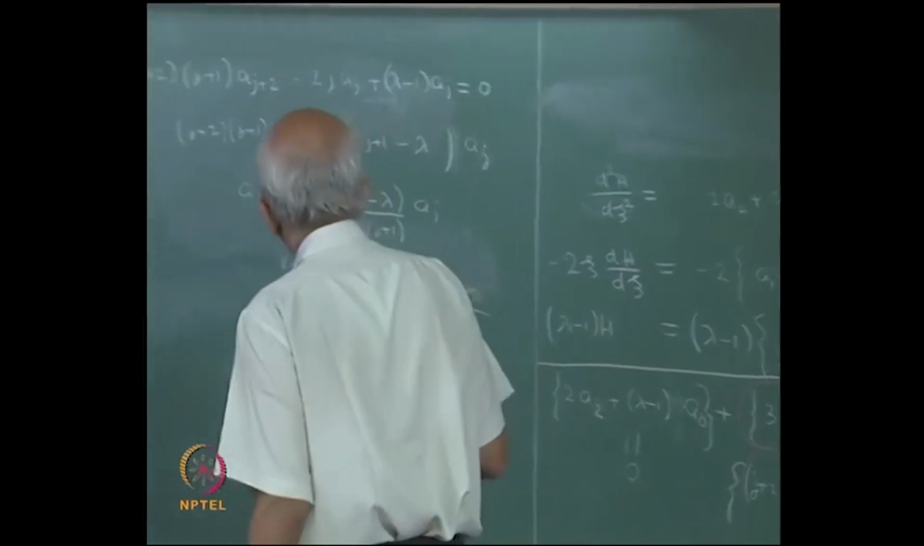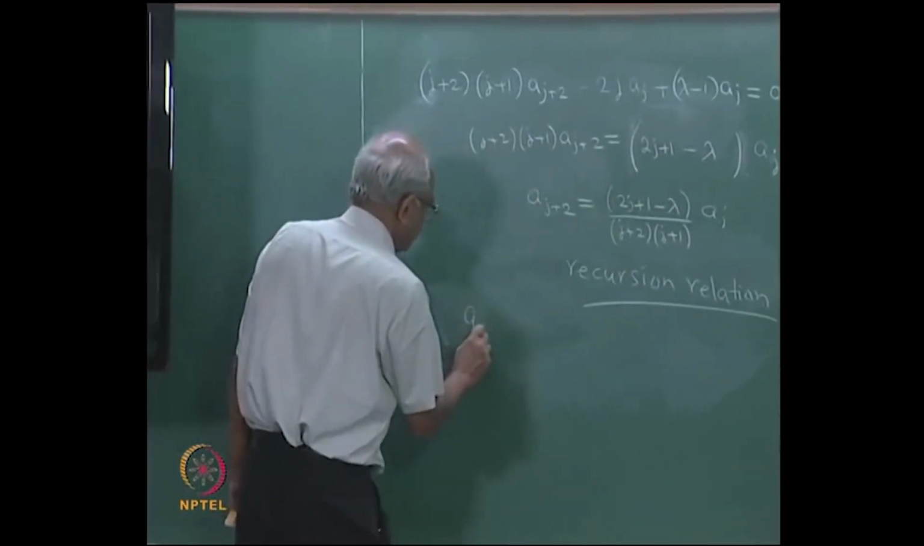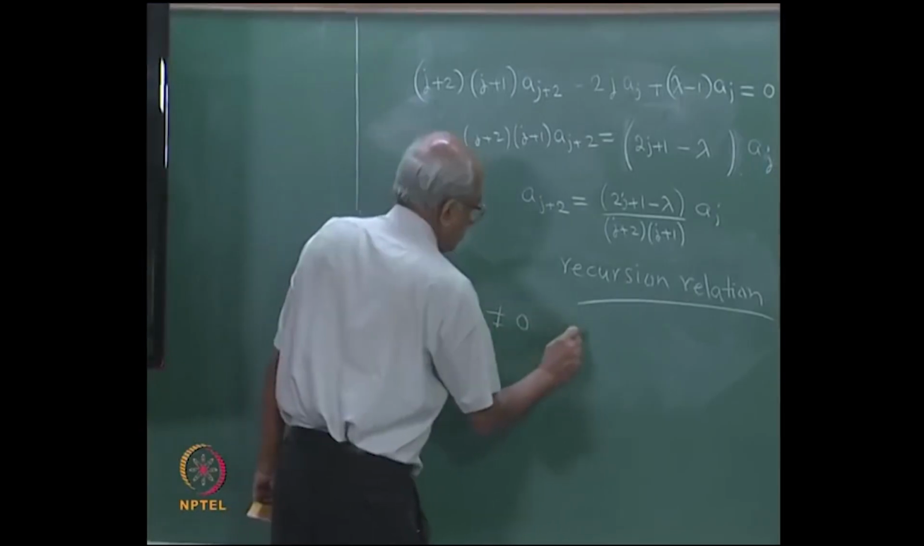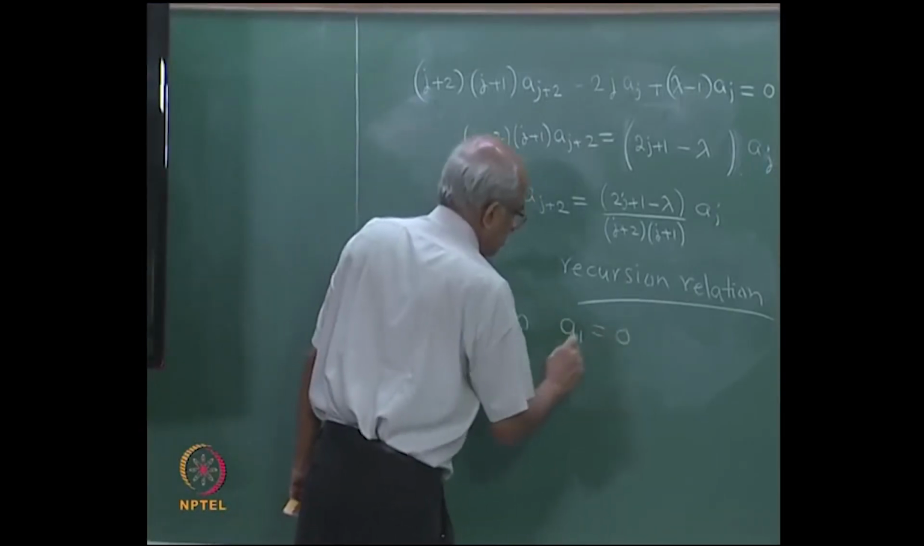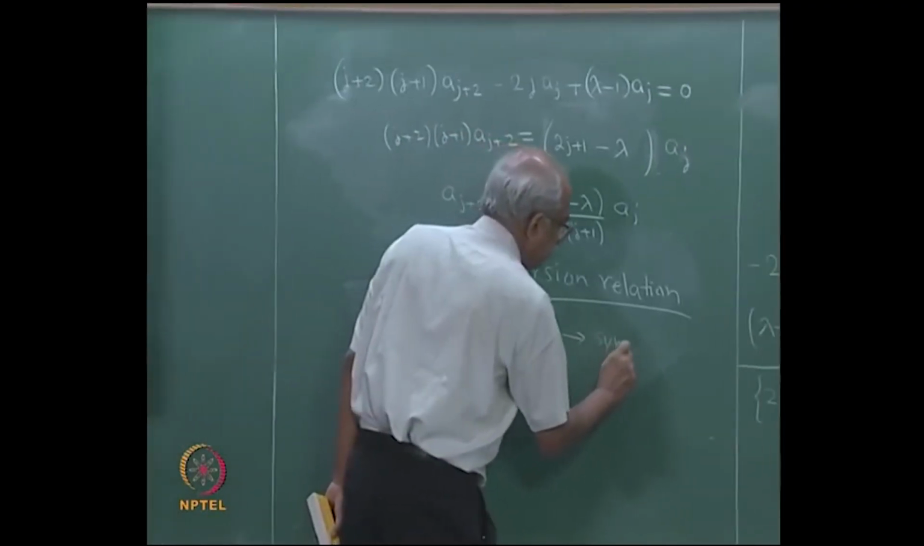So, let us say that I will think of the situation where a0 is non-zero, but a1 is equal to 0. Why? I mean, this will give me the solution that is symmetric.